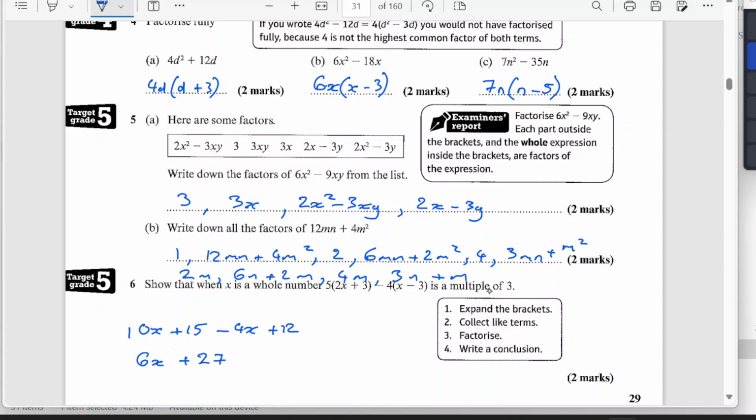And then we're saying that that's a multiple of 3, so we're going to say that that can be equal to taking 3 out as a factor. And I do realise that we could have taken, so if I take 3 out as a factor, that would be 2x plus 9. So 3 is a factor.